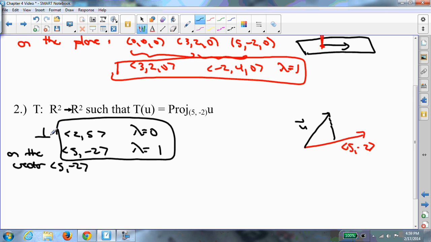Now, if you feel really uncomfortable doing it visually, you can always set up the matrix, as you know how to set the transformation matrix up. Do the characteristic equation and find the eigenvalues and eigenvectors that way.